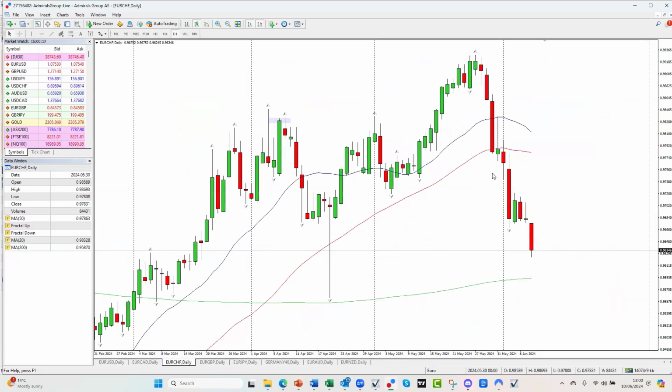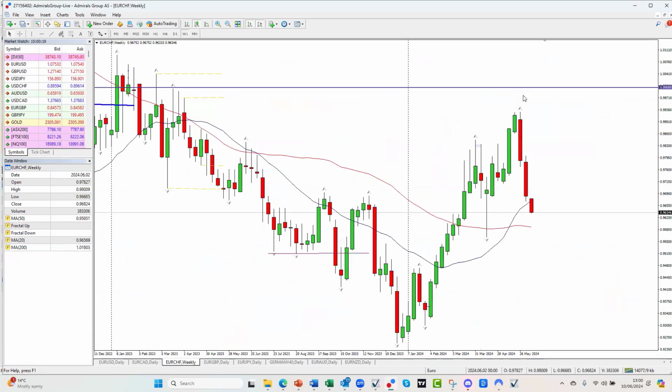The interesting one as well is euro against Swiss franc. On the weekly chart this year, it's euro weakness, Swiss franc strength. That's what I'm looking to trade. We talked about it a couple of weeks ago, how we printed lots of weekly engulfing candles and key reversal candles, and that has just continued through.